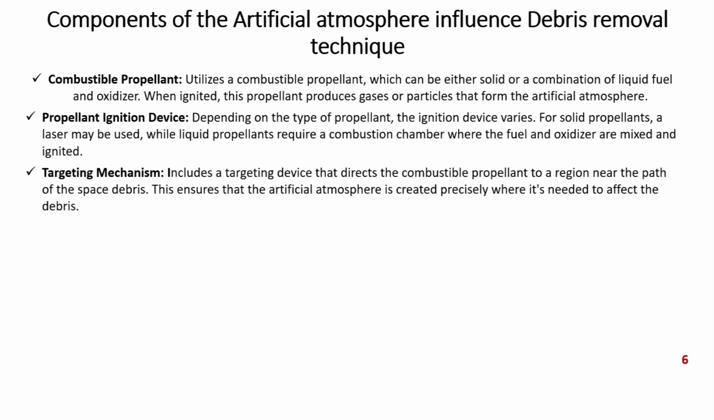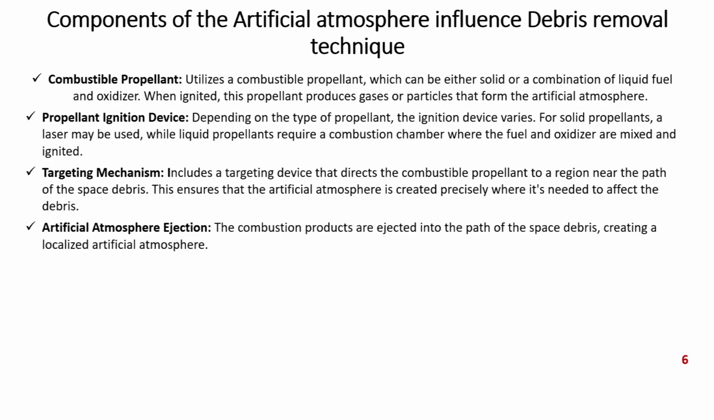What is the targeting mechanism? It includes a targeting device that directs the combustible propellant to a region near the path of the space debris, and this ensures that the artificial atmosphere is created precisely where it is needed to affect the debris. And how is the ejection done? The combustion products are ejected into the path of the space debris, creating a localized artificial atmosphere.